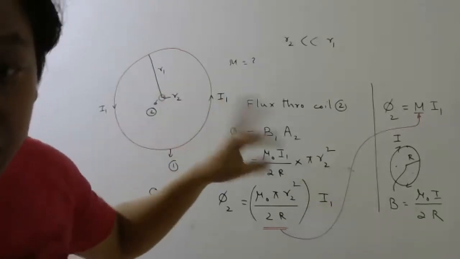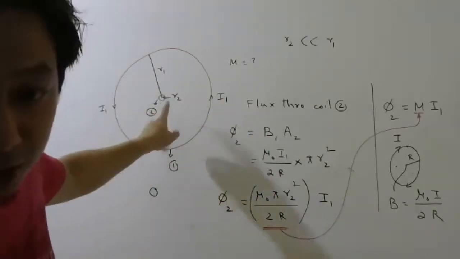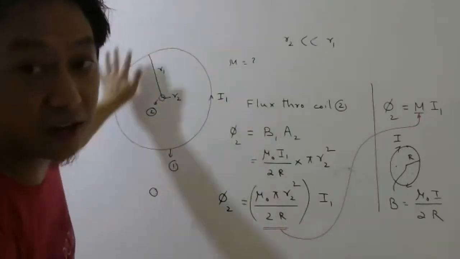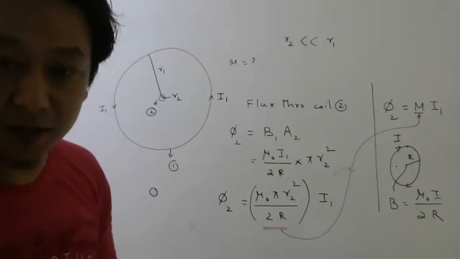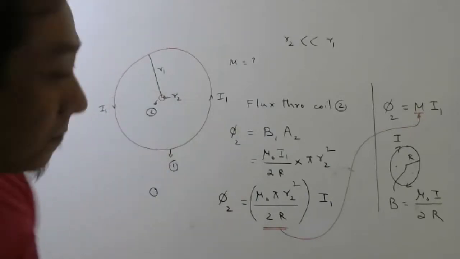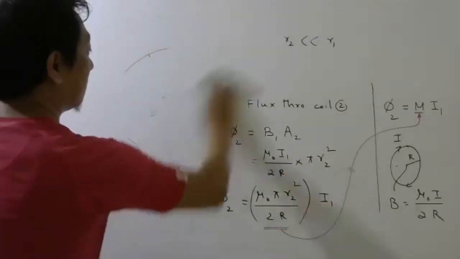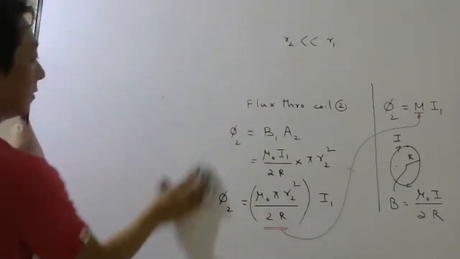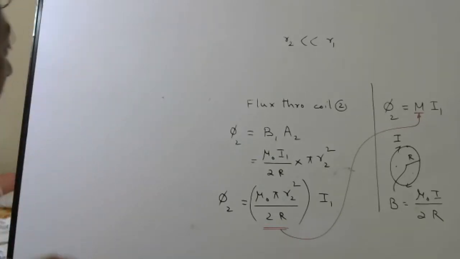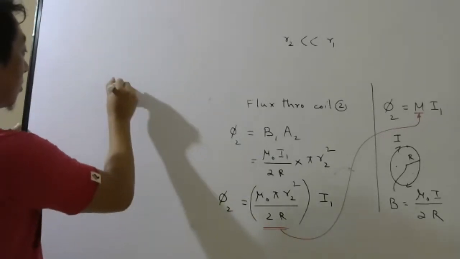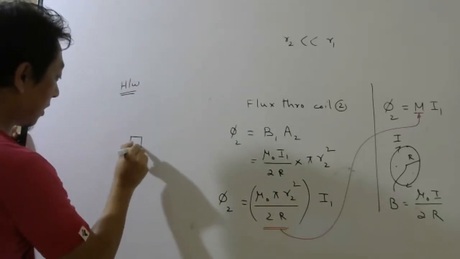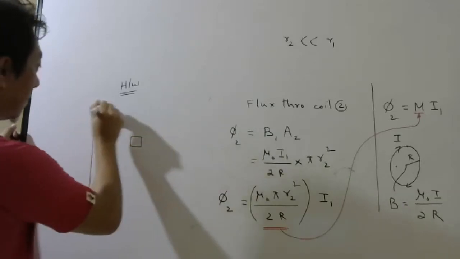If you try to do it the other way, if you pass current here, option B, and then try to calculate flux here, it is very, very difficult. So the good news is you can do it either way. So always search for the easier way. Okay, so basically the chapter is over. One homework question let me give. This is a square here and there's a big square here.